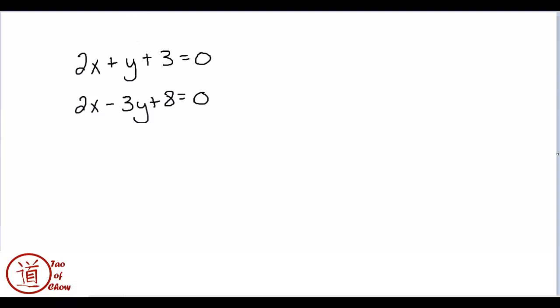Now the way this works is that I have to multiply the equations to make the y's the same. I'm going to notice that in order to make this y into a 3y, I've got to multiply it by 3. So I'm going to multiply the whole equation by 3, so times 3. And I'm going to end up with 6x plus 3y plus 9 is equal to 0. Right? The bottom one, I'm just going to keep the same, so times 1.